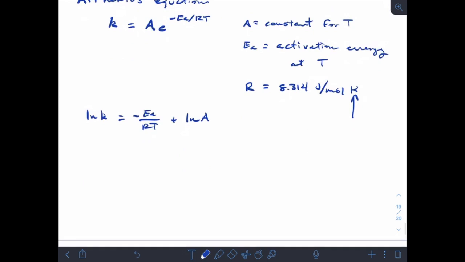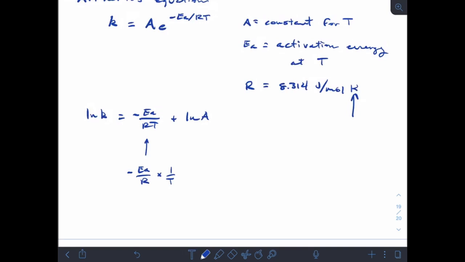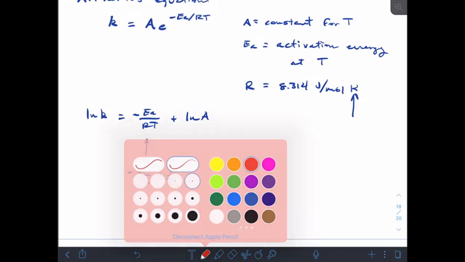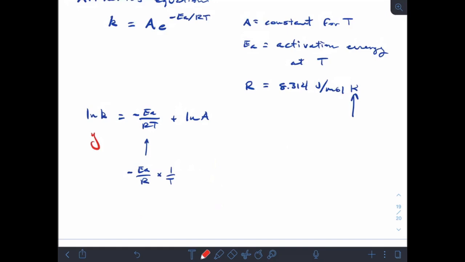Now guess what? That part is the same thing as saying negative Ea over R times 1 over T. So this could be y equals mx plus b, right? Natural log of k would be y. Negative Ea over R is our slope. 1 over T is x. And natural log of A is our b.